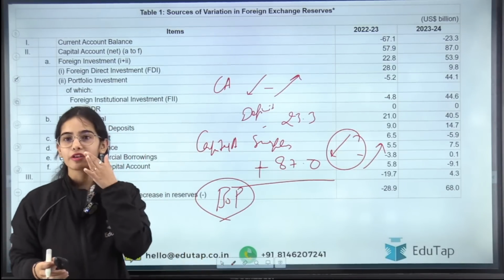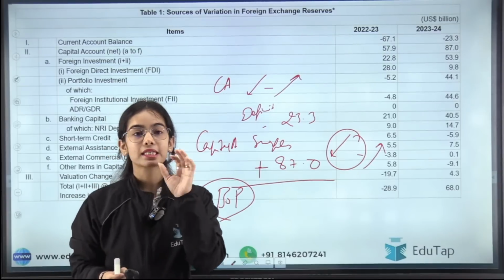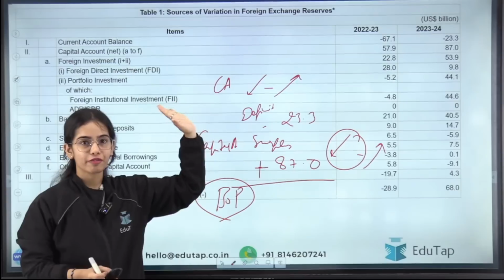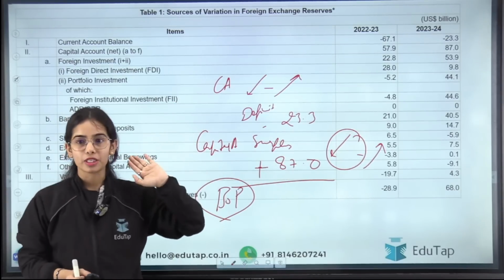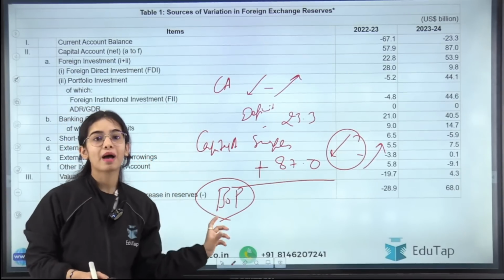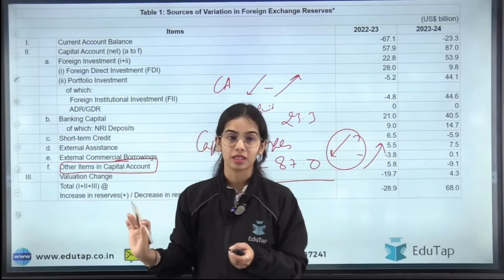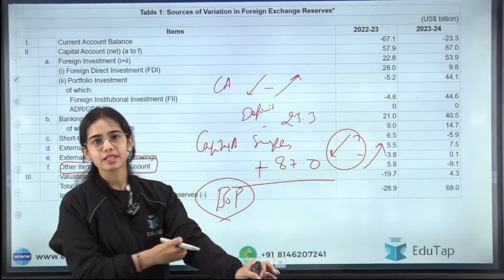Is it in surplus or deficit, anyone? Can you tell me? So the current account is in deficit. The capital account is in surplus. So what is the situation of the balance of payment? We have also taken errors and omissions in the other items in the capital account, so there are no errors and omissions left.